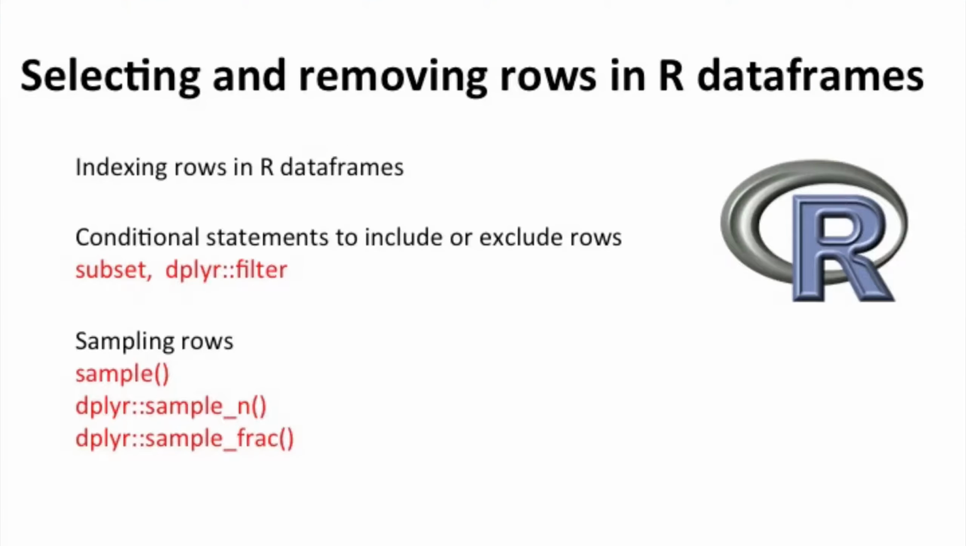So to conclude, this video has hopefully helped you learn how to index, to select and exclude rows from data frames, and how to write them to new data frames. We can perform selection of these rows based on conditions using logical statements, and we can then sample random rows and produce new data frames using functions like sample, sample_n, and sample_frac.